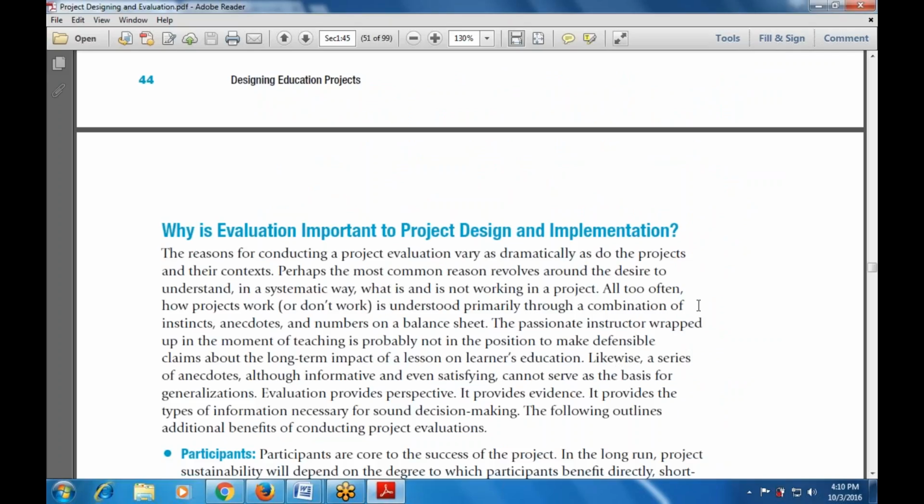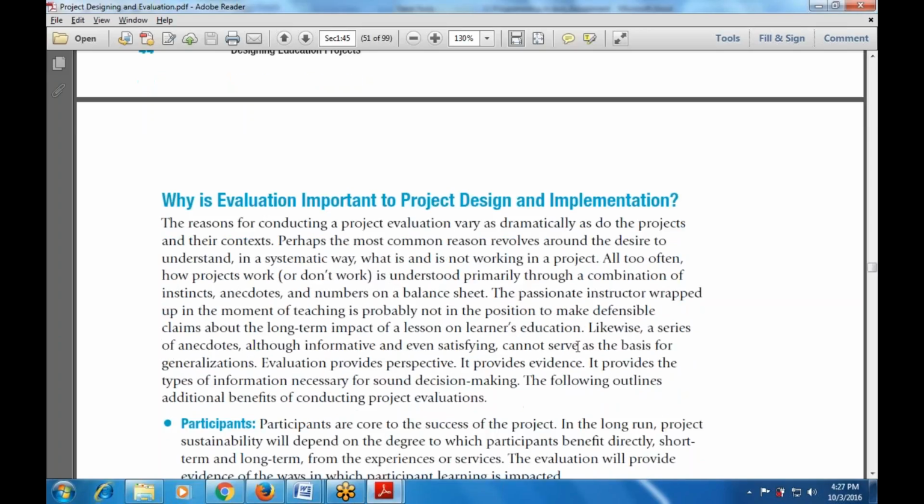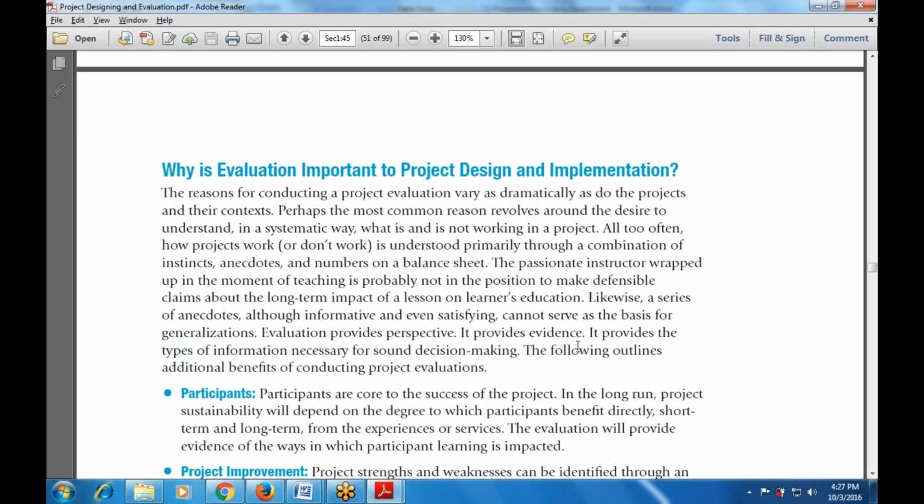The next question arises: why is evaluation important to project design and development? The main reasons for conducting a project evaluation vary dramatically with the project and its context. Perhaps one of the most common reasons revolves around the desire to understand in a systematic way what is done, why it is done, and why it is not working in the project.